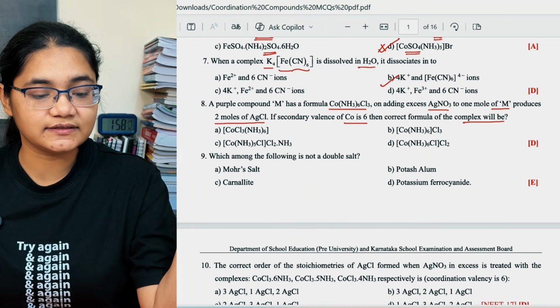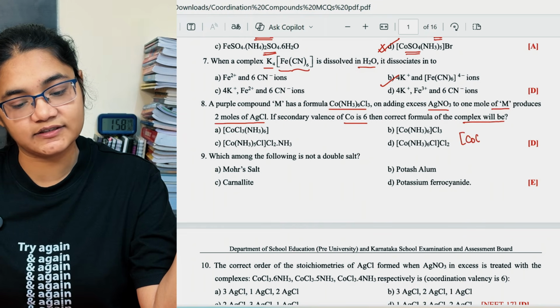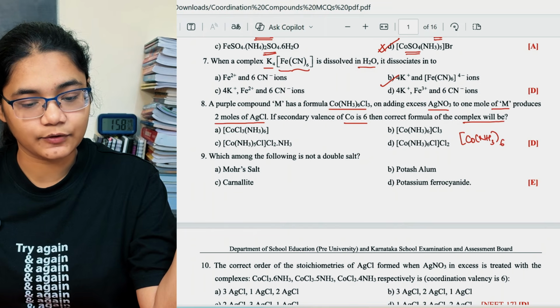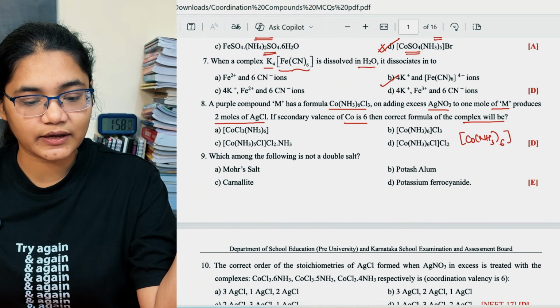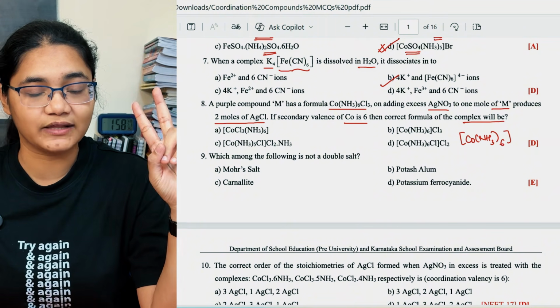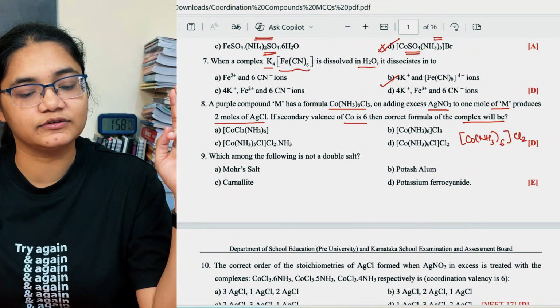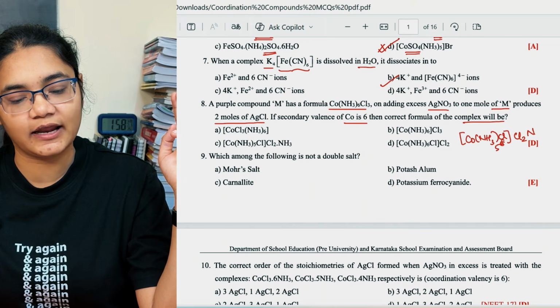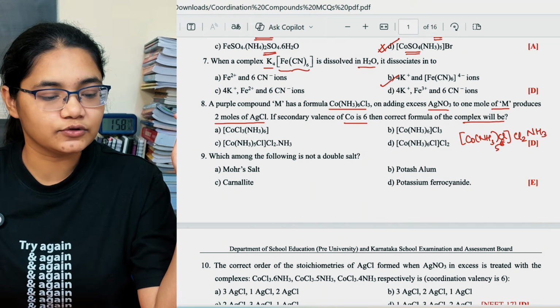The secondary valency of this one is 6, so I will have Co(NH3)6. Then you can see that the total number of moles of AgCl formed is 2. That means only 2 chlorine I can have outside. That means 1 chlorine has to be inside, then NH3 will be 5 and 1 NH3 has to be outside. So the formula that matches this one is option number C.